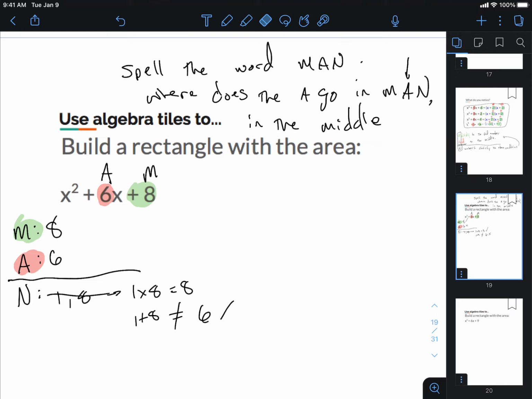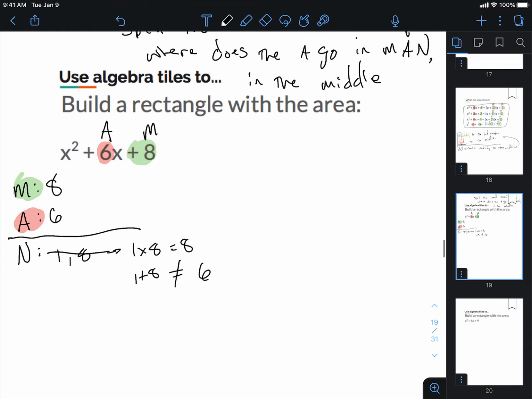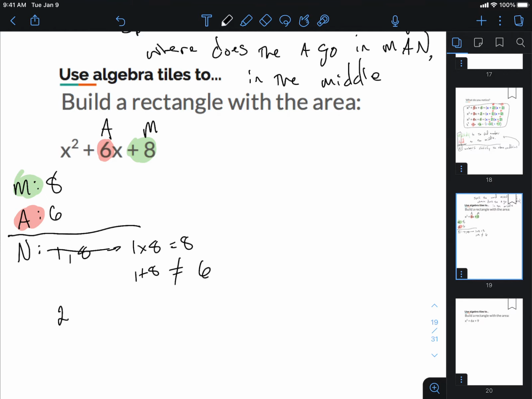This is how I just operate through this, right? What are the next two multiples that you can multiply together? What about 2? I'm counting up. 1 to 2. Does 2 go into 8? Yes, it does. How many times? 4. 2 times 4 equals 8. All right, good. 2 plus 4 equals 6. Oh, look at that.